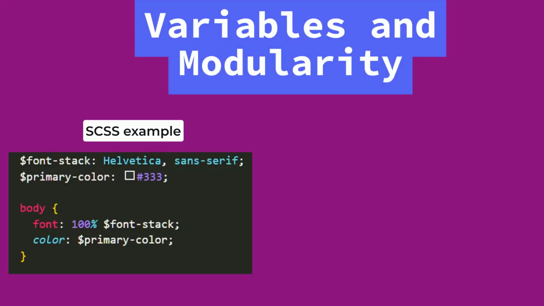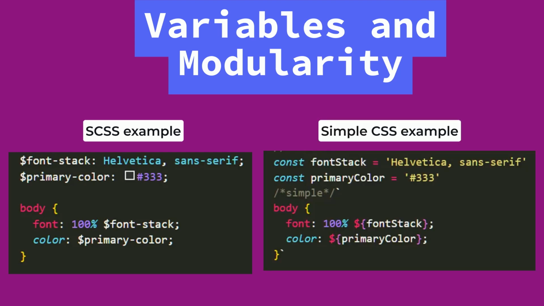SCSS offers variables and the ability to reuse styles, but this can sometimes lead to code bloat, especially in large projects. Simple CSS makes using variables more flexible by leveraging the power of JavaScript, and it can also utilize CSS variables through $. However, this is unnecessary if the variables are static. This approach makes style management easier and the code more readable.